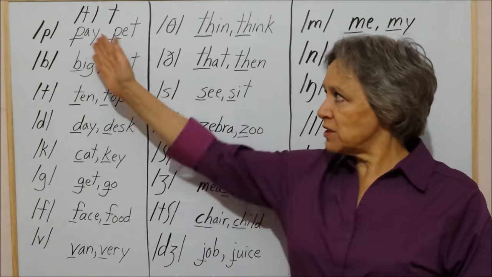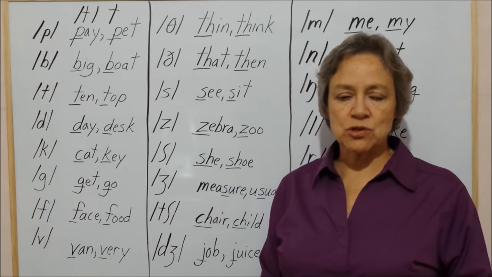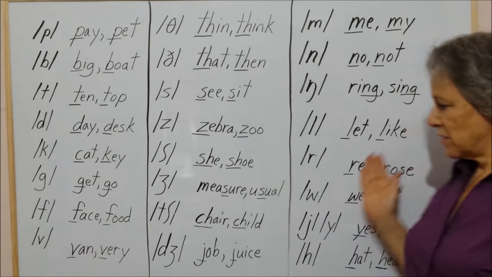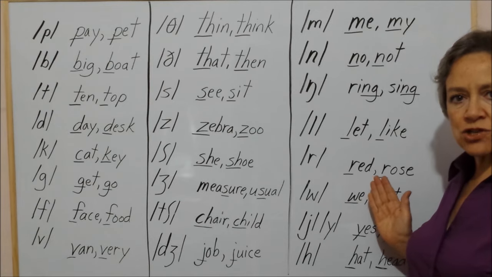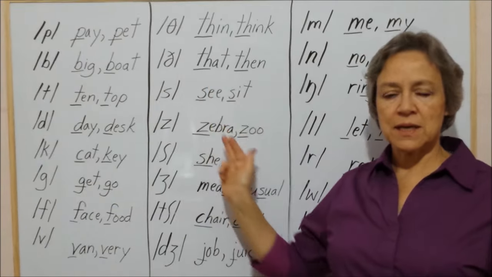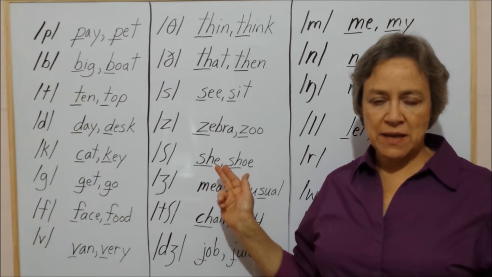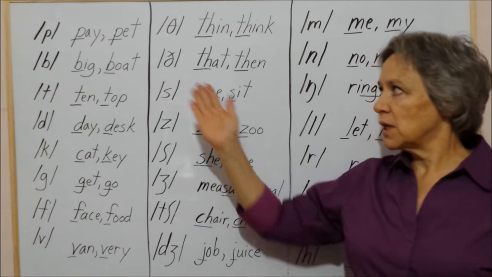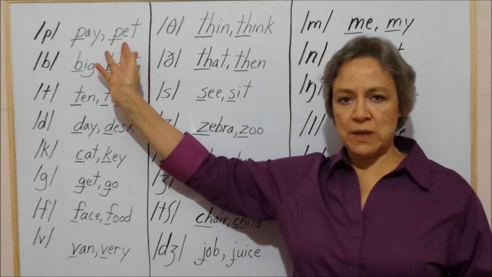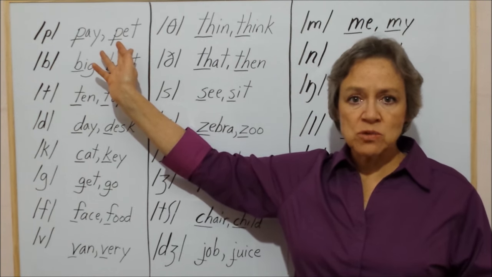But for now, these words that I have shown you are words that you can use as keywords to remember these sounds. These are the 24 consonant sounds in English. I have listed them here for you, like this, and I listed them with key words that make that sound. So the key words are here to help you remember how to make the sound, and to help you remember what that sound sounds like.